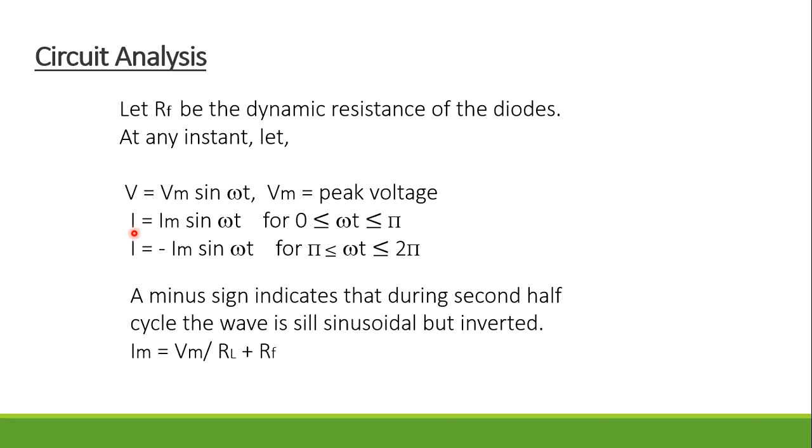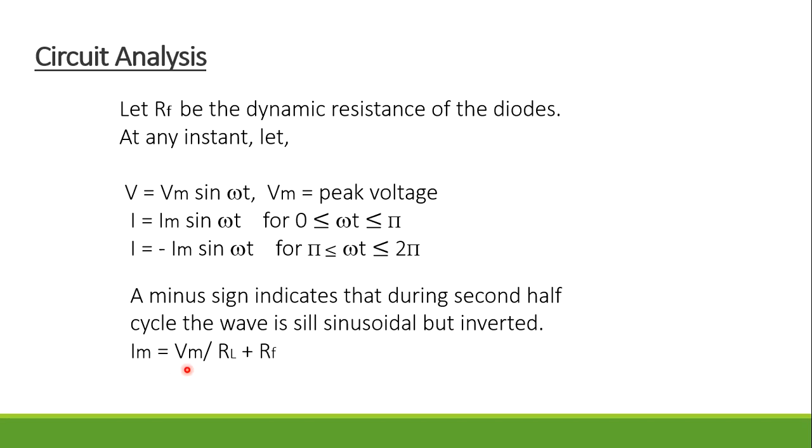The instantaneous value of the current is given by I equals Im sin omega t for the first positive half cycle, for which 0 is less than or equal to omega t less than or equal to pi. For the negative half cycle, we have I equals minus Im sin omega t, for which omega t lies between pi and 2 pi. The minus sign indicates that during the second half cycle, the wave is still sinusoidal, but it is inverted.